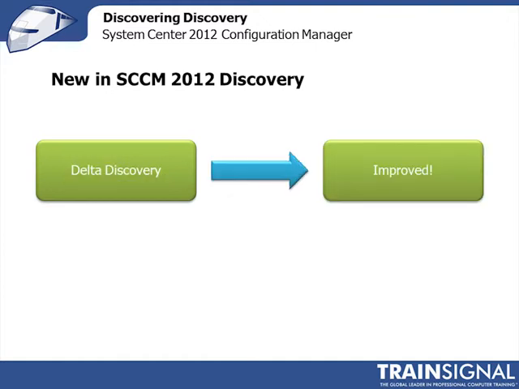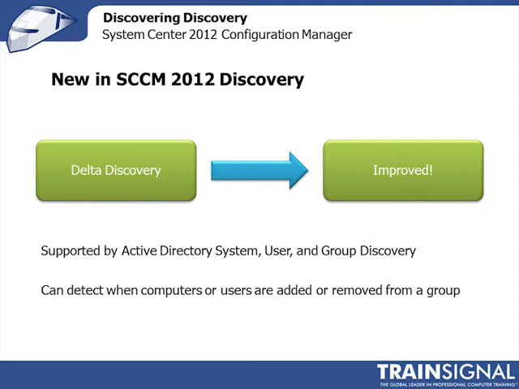Delta Discovery has been significantly improved and is supported by Active Directory System, User, and Group Discovery. Delta Discovery is a wonderful tool that can detect when computers or users are added to or removed from a group. Now, this is not just for groups. It can find new resources out in the network as well.